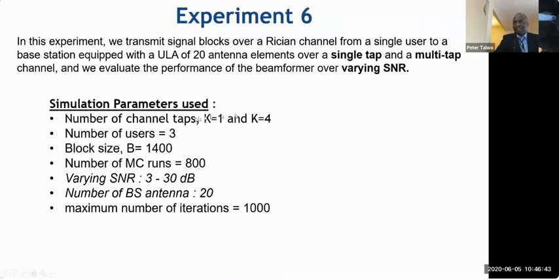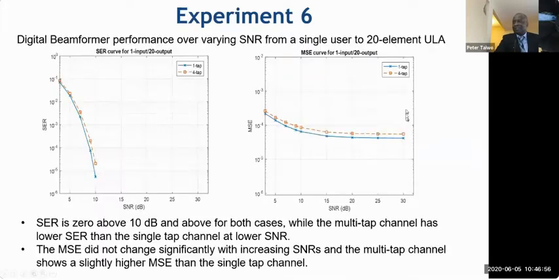In experiment 6, we vary the SNR of the transmit signal and compare the performance of our beamformer with a single tap channel versus a multi-tap channel. What we observe is that the SCR is 0 above 10 dB and above for both cases, while the multi-tap channel has much lower SCR than the single tap channel. The mean square error, which we use to evaluate how good our channel estimate is, did not change significantly with increasing SNRs. The multi-tap channel shows a slightly higher MSE than the single tap channel.